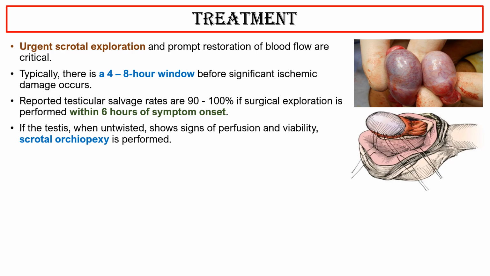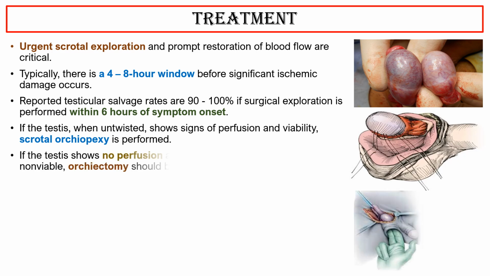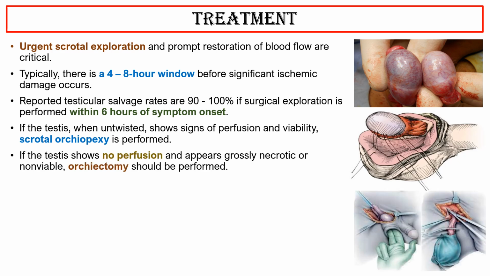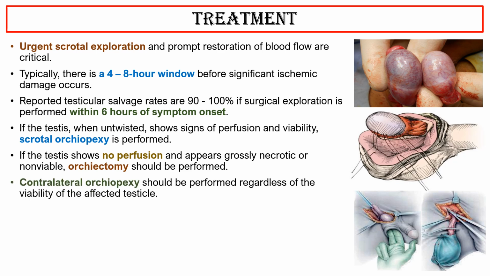If the testis, when untwisted, shows signs of perfusion and viability, scrotal orchiopexy is performed. If the testis shows no perfusion and appears grossly necrotic or non-viable, orchiectomy should be performed. Contralateral orchiopexy should be performed regardless of the viability of the affected testicle.